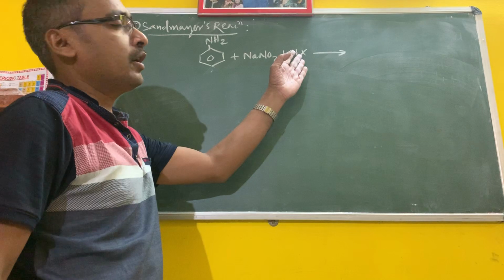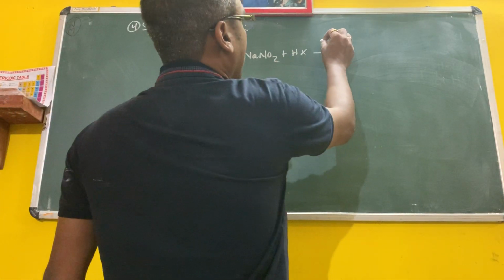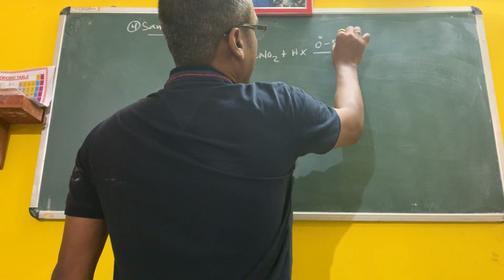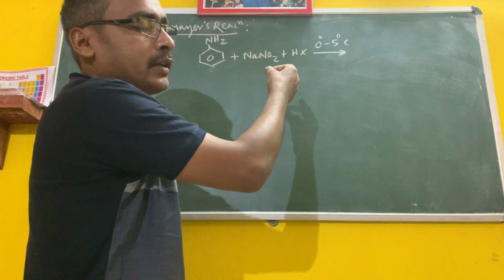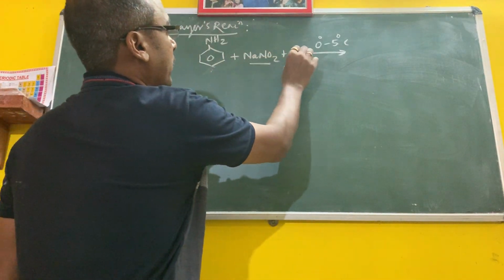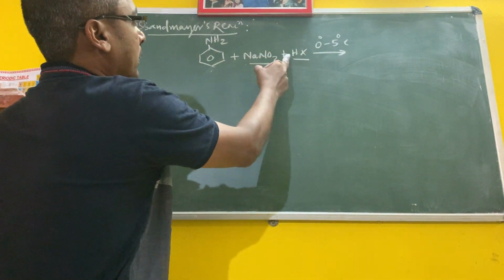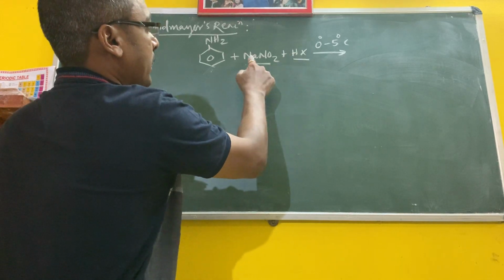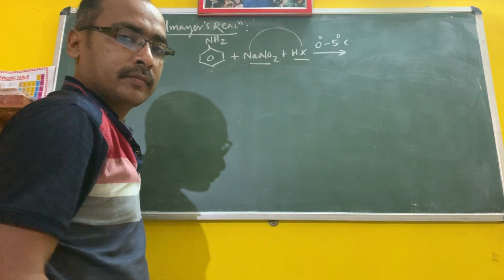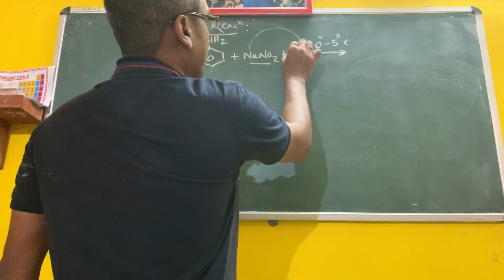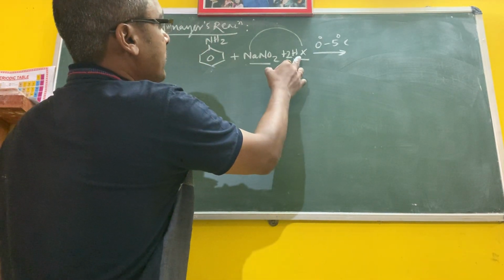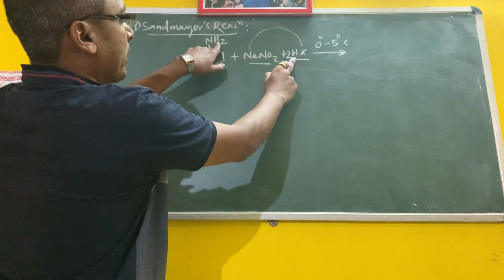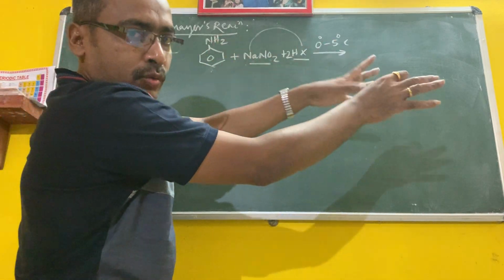where X is chlorine or bromine, then at a temperature of 0 to 5 degrees Celsius, or you can write it in Kelvin. So NaNO2 plus 2HX, and NaX is replaced out. So you put here 2 NX, then 2H2O.